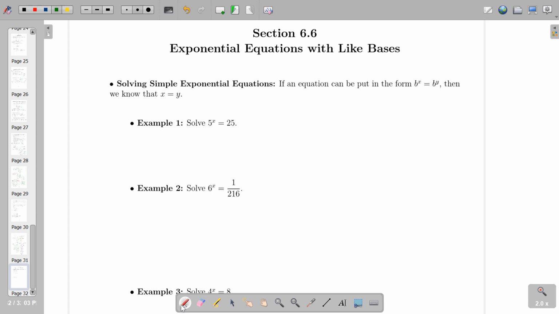All right, here we're going to look at solving exponential equations that have like bases. And the reason we're going to do this is because it's really going to help us with our next topic when we look at logarithms.